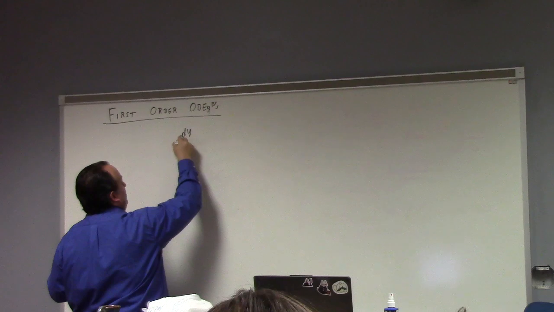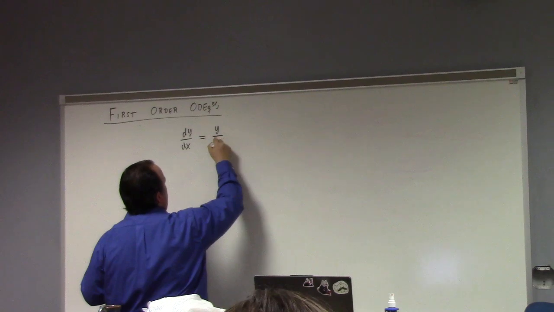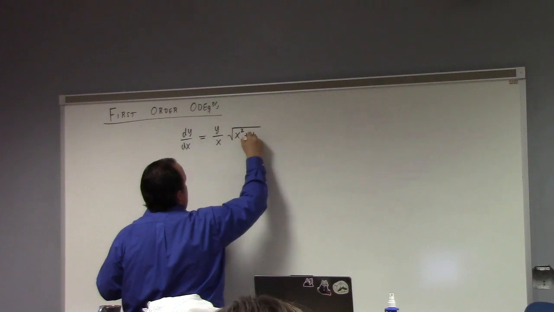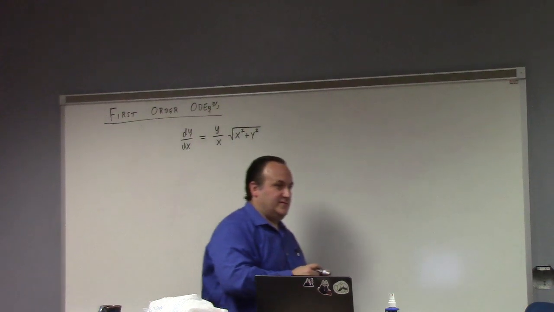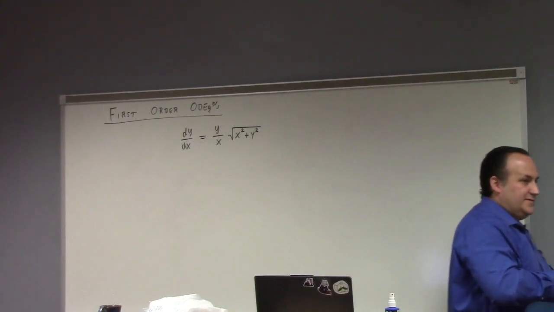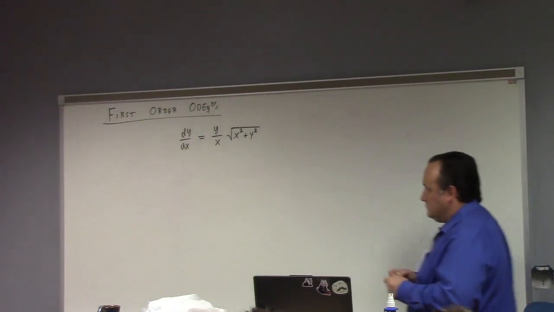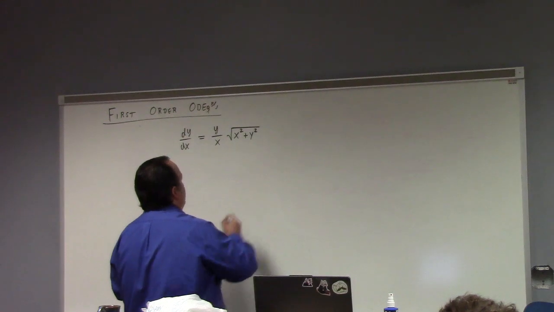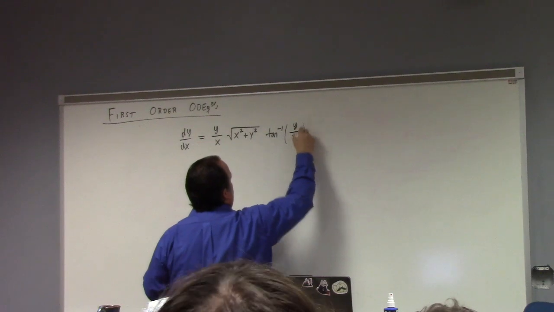Suppose we have dy dx is equal to y over x times the square root of x squared plus y squared. Yeah, we'll try this. I may have made myself something too horrible, something too hideous. Oh, times the inverse tangent of y over x. There, now it's horrible.